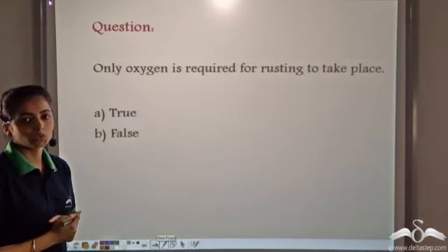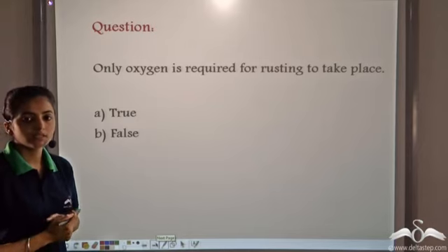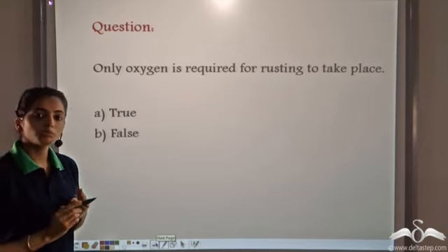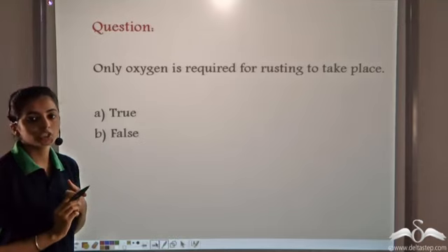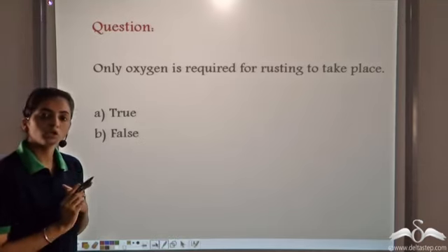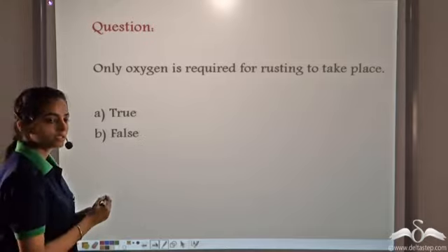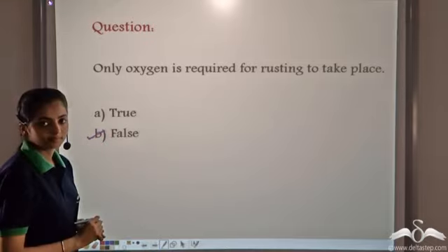Only oxygen is required for rusting to take place. Is it true or false? For rusting, both oxygen and moisture play a very important role. So, only oxygen cannot cause rusting. So, the given statement is false.